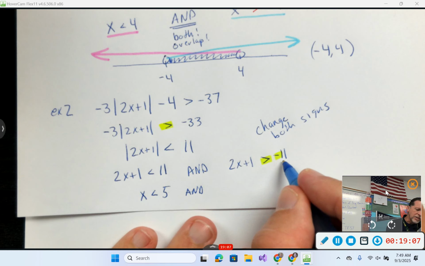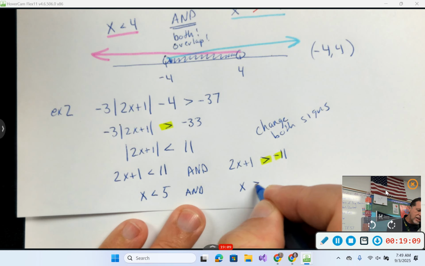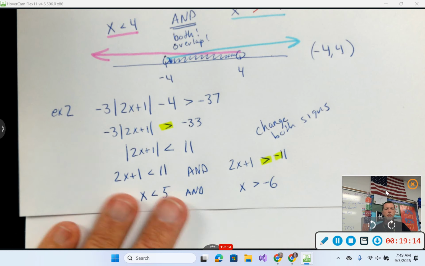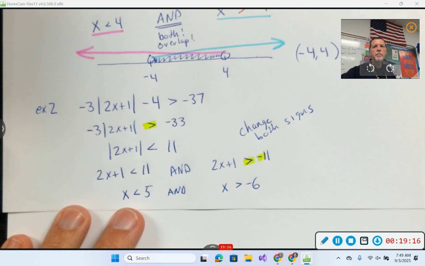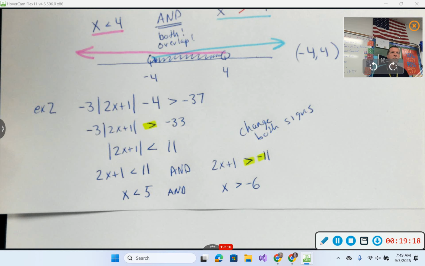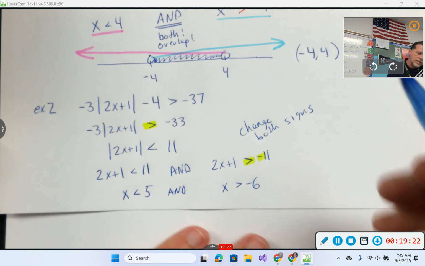A little bit harder with negatives here. X is greater than negative 6. And I need both things to be true. So let's graph it, look for the overlap, and then write our answer.